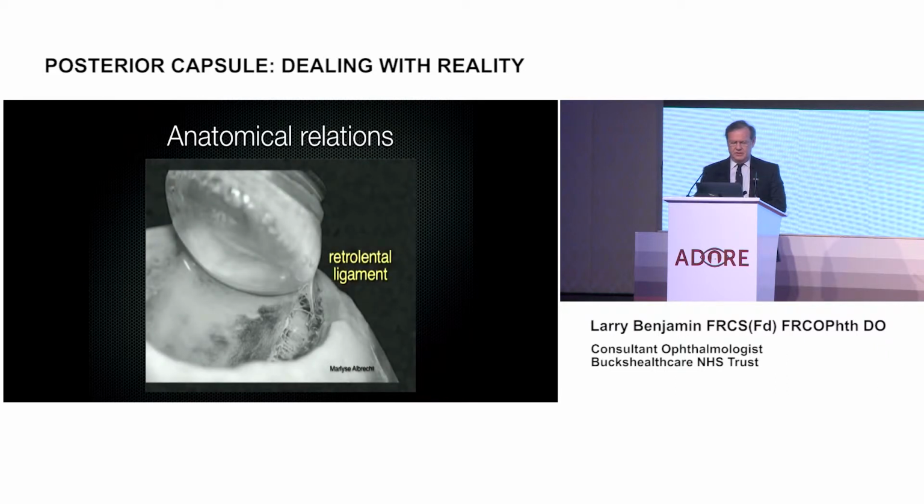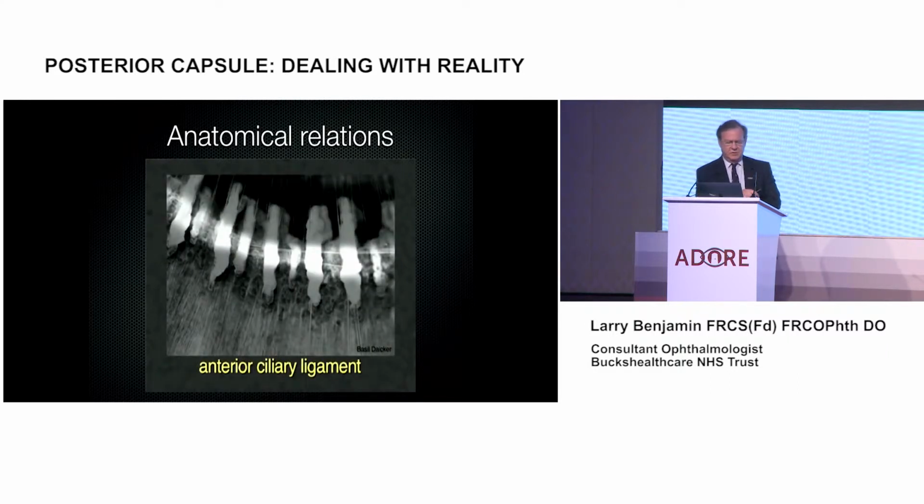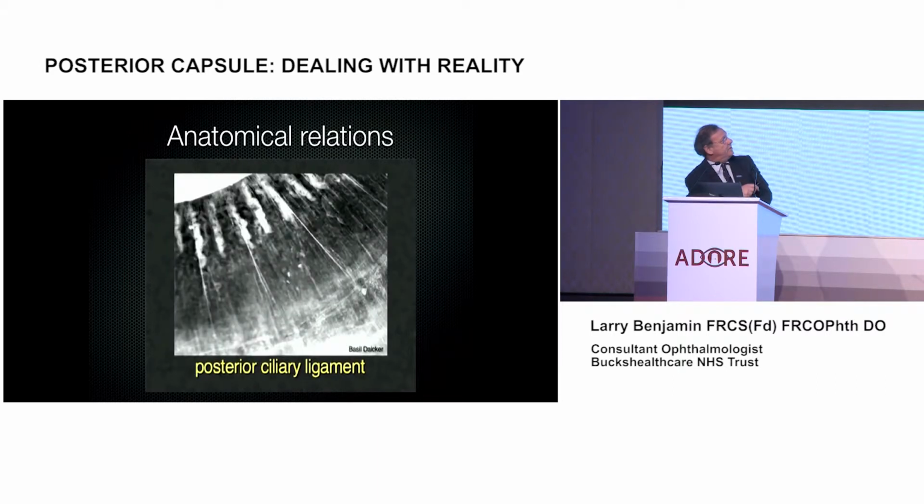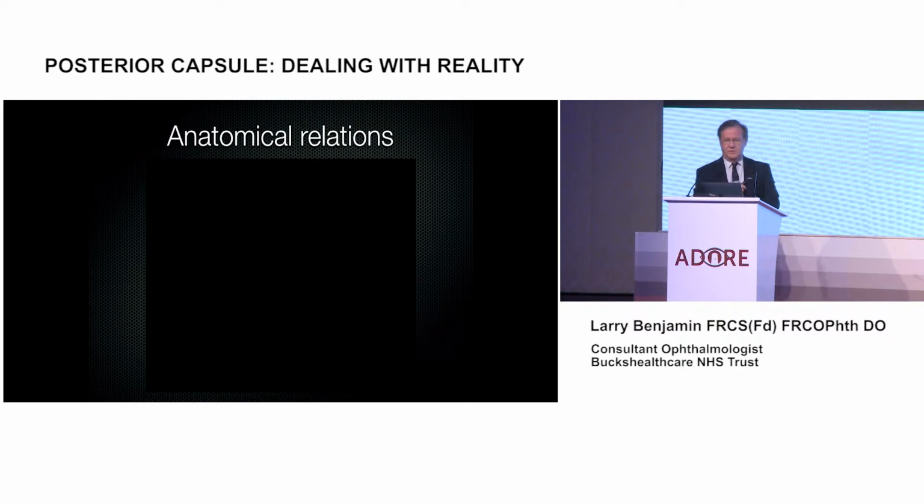The anatomical relations I want to talk about are the retrolental ligament, and you'll also notice there's a thing called the anterior ciliary ligament. These are the zonules here, and the ciliary processes, and the posterior ciliary ligament. And again, you can see how intimately bound up this is with the zonular processes, the zonules themselves, the ciliary body, and the vitreous base.